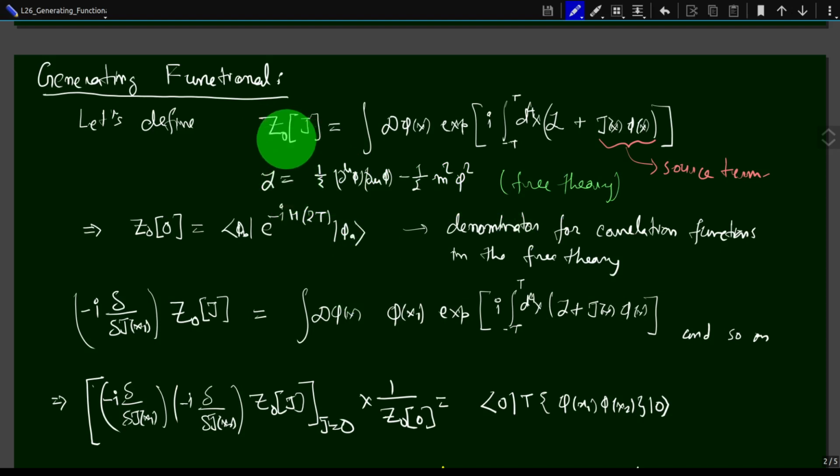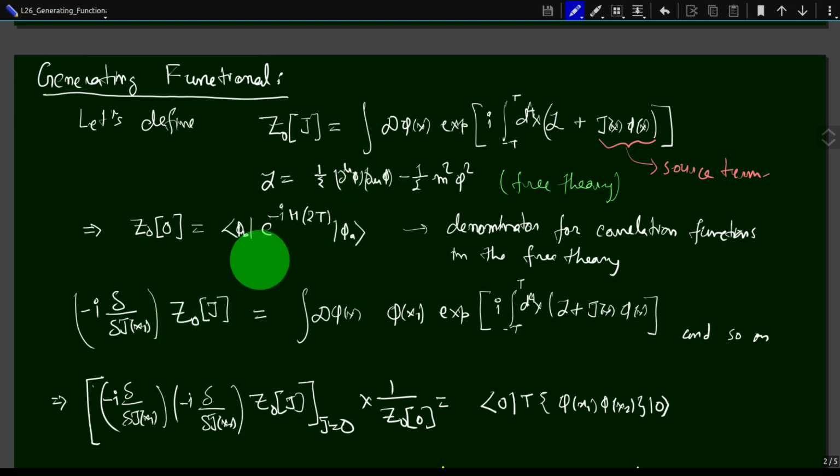0 is a subscript because I want to emphasize that we are talking about the free theory, not the full interacting theory. So clearly, if I put j equal to 0, that is nothing but this Z0(0), which is the integral of Dφ exponential i ∫ d4x of the free Lagrangian. That particular integral corresponds to this. This is the denominator for all correlation functions in the free theory. This is what we have to divide by, as we discussed in the previous lecture 25. We saw how the 2-point or 4-point Green's function has this 1 over Z0 as a denominator.